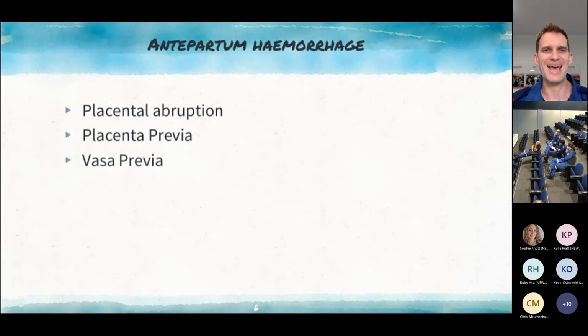So kicking off with antepartum hemorrhage. These are the 3 main causes of antepartum hemorrhage, or the 3 serious causes. And just keep in mind that a large proportion of antepartum hemorrhages often don't have a diagnosis, or it's not known why there's PV bleeding.